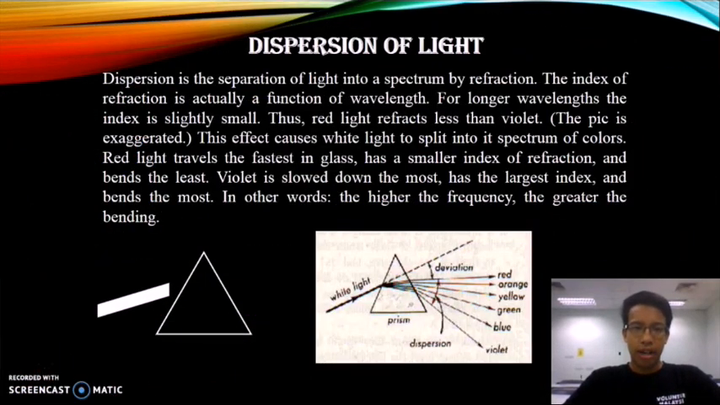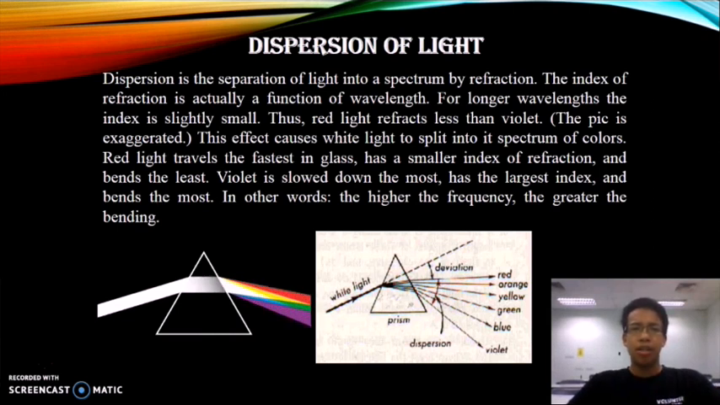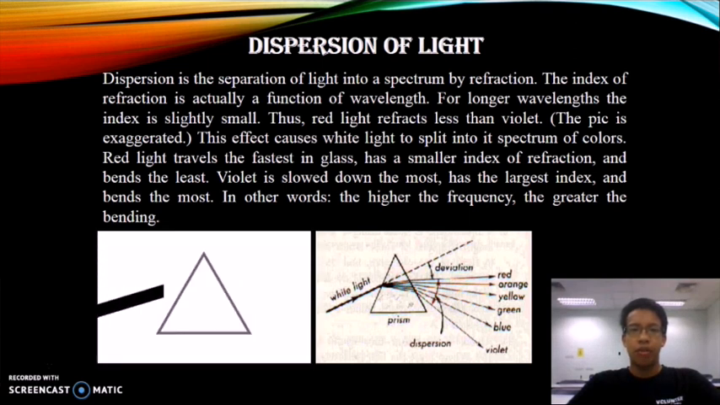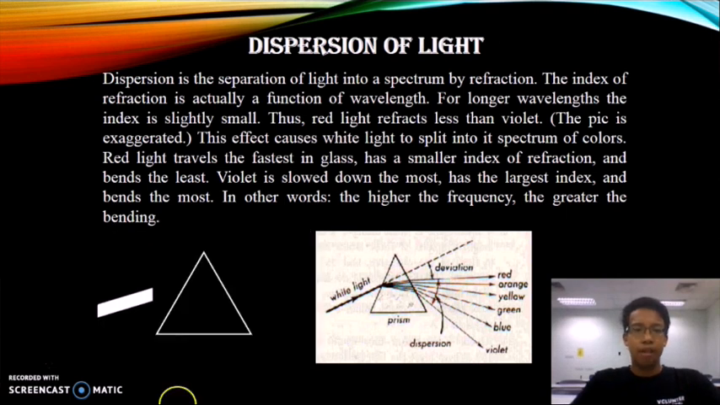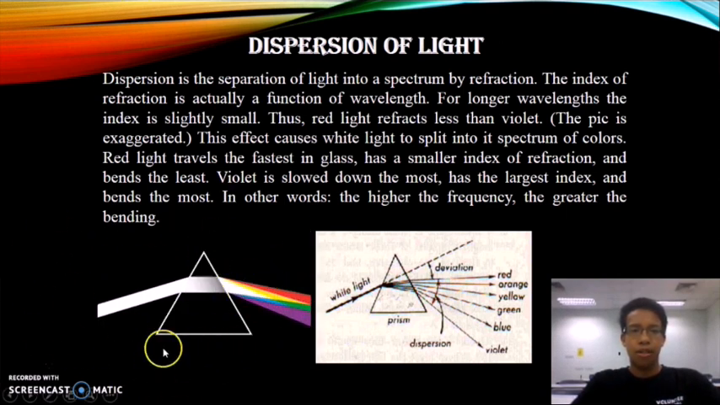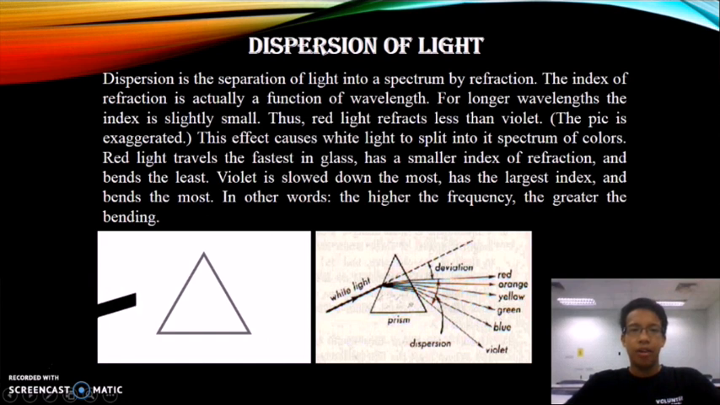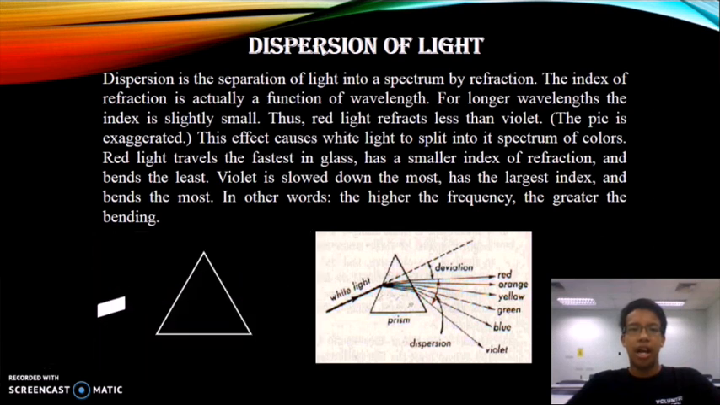Next, we talk about dispersion of light. Dispersion is the separation of light into a spectrum by refraction. The index of refraction is actually a function of wavelength. For longer wavelengths, the index is slightly smaller. Thus, red light refracts less than violet. For example, these pictures show how the dispersion of light can happen. This effect causes white light to split into its spectrum of colors. Red light travels the fastest in glass, has a smaller index of refraction, and bends the least. In other words, the higher the frequency, the greater the bending.